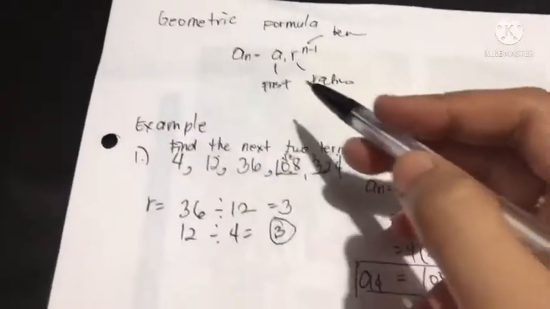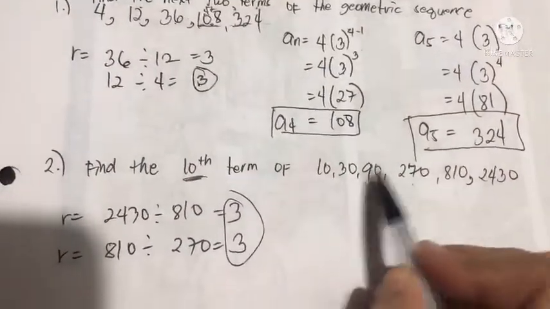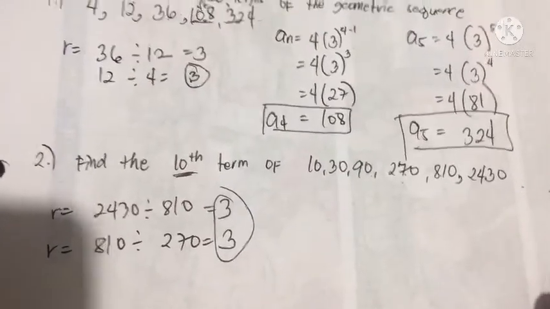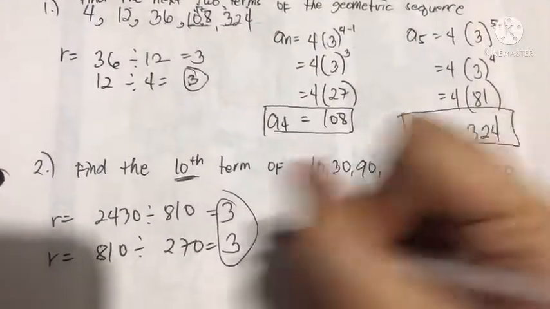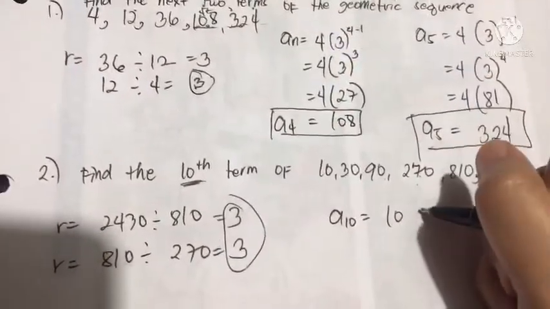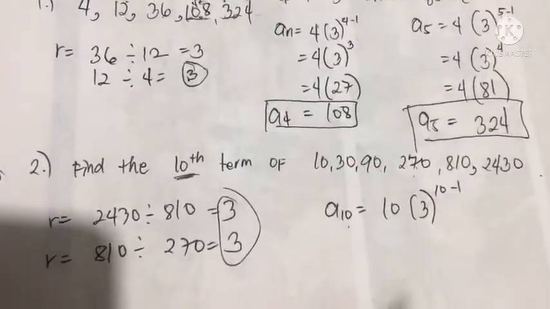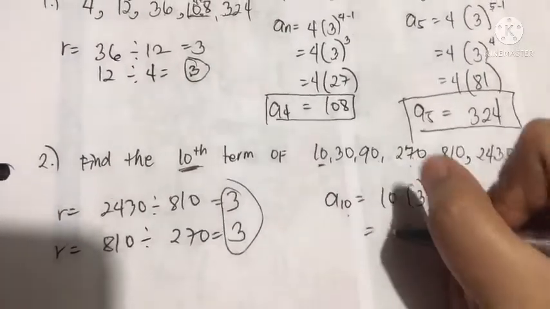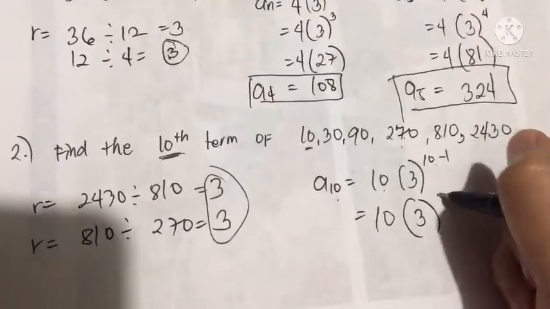So, again, we use the formula. So, we're looking for the 10th term. Okay? So, 1, 2, 3, 4, 5, 6. So, pwede naman kayo mag-times 3 na mag-times 3 hanggang makapunta ka sa 10th term. But, we can also use the formula. So, we have a sub 10, the 10th term. So, the first term is 10 multiplied by the common ratio and magiging 10 minus 1 kasi 10th term ang hinahanap natin. Yung 10, the first term, okay? So, magiging 10. Ito, 3. So, 10 minus 1 is 9.